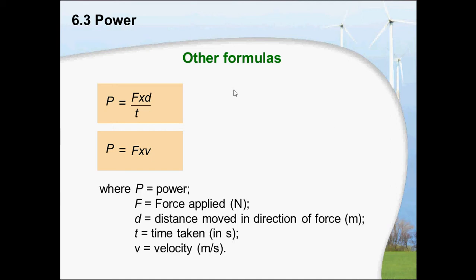Again, look at what all these symbols represent. P is power, F is the force applied in newtons, d is the distance moved in the direction of the force in meters, t is the time taken in seconds, and v is the velocity in meters per second. I'm going to explain to you how these 2 formulas are derived from the previous 2 formulas.